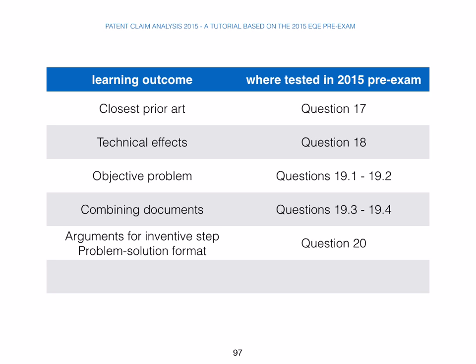Questions 19.3 and 19.4 disclose combining documents. Documents can be combined if there is some incentive for the combination, even if the combination falls short. And arguments for inventive step came up in question 20. You should always formulate your arguments for or against inventive step using the problem solution format, starting from the closest prior art. So, what is next?